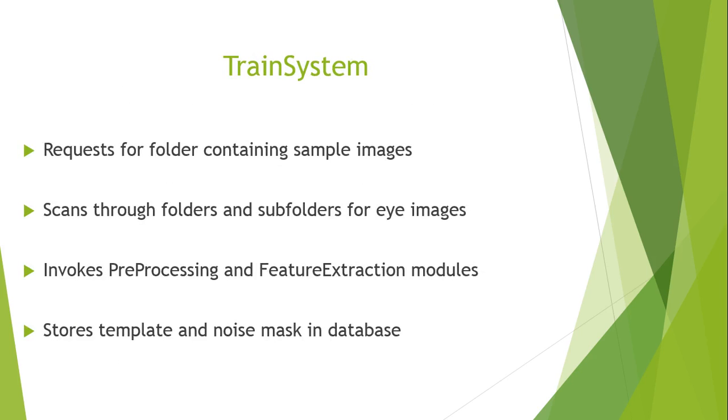The train system module requests a folder which contains the sample images. And once a folder is provided, it scans through all the folders and subfolders, and it tries to extract all the images. Currently my system supports only JPEG files, but it could easily be extended to support other file formats. Once the images are scanned, it invokes the pre-processing phase, which operates on those images and extracts the iris patterns and normalizes them. Then it invokes the feature extraction module, which encodes those normalized images and generates templates. These templates and the corresponding noise masks are stored in the database.